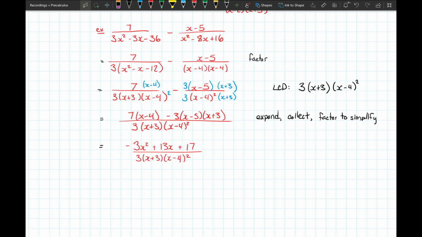And there we have it. I've expanded and collected. And I can try to factor to simplify, but it doesn't look like I'm going to get any common factors when I try this. The only thing that you might want to try factoring out is maybe a negative 1. And that's only so that if you prefer, you can factor out that negative 1 and put it out front as one big negative sign. That will change the signs on the top to the opposite signs. And you'll end up maybe with something that's a little bit easier to look at, but you could just as easily leave it without factoring out the negative 1.